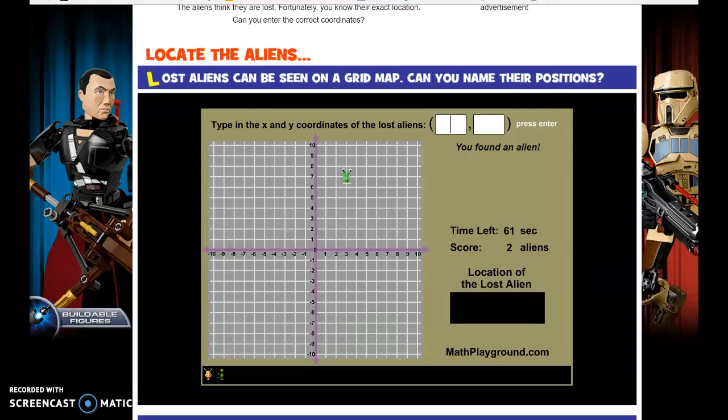So I'd like you guys to play this game so that you can practice finding the aliens and working with coordinates until everyone is done the CML, and then life will be fun.